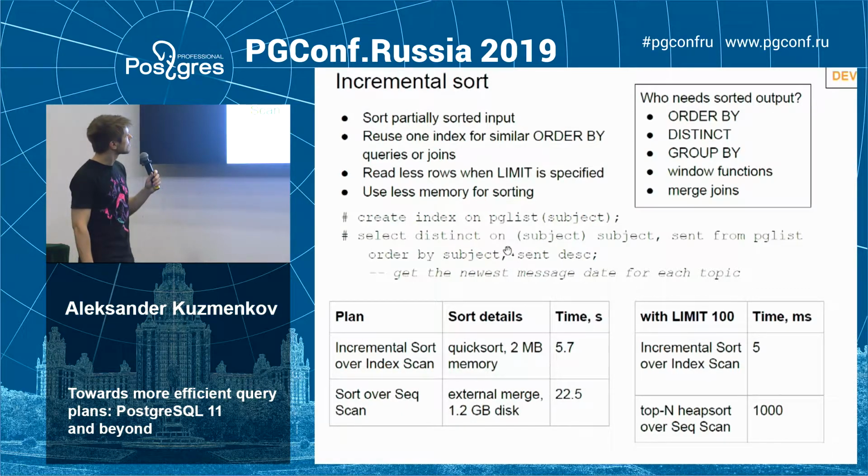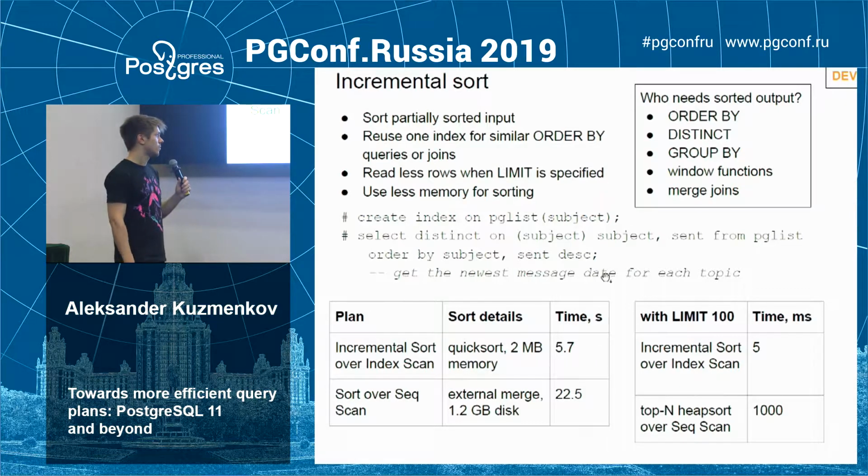In this query, we actually want to extract the time of the last message sent. That's why we need to sort it by subject, by date. Usually, the usual sorting pulls the whole table and goes to an external merge. That's like 1 or 2 gigs, and it works 22 seconds. And the incremental sorting above the index, as it sorts everything by group, actually requires 2 megs of memory only and works 4 times faster.